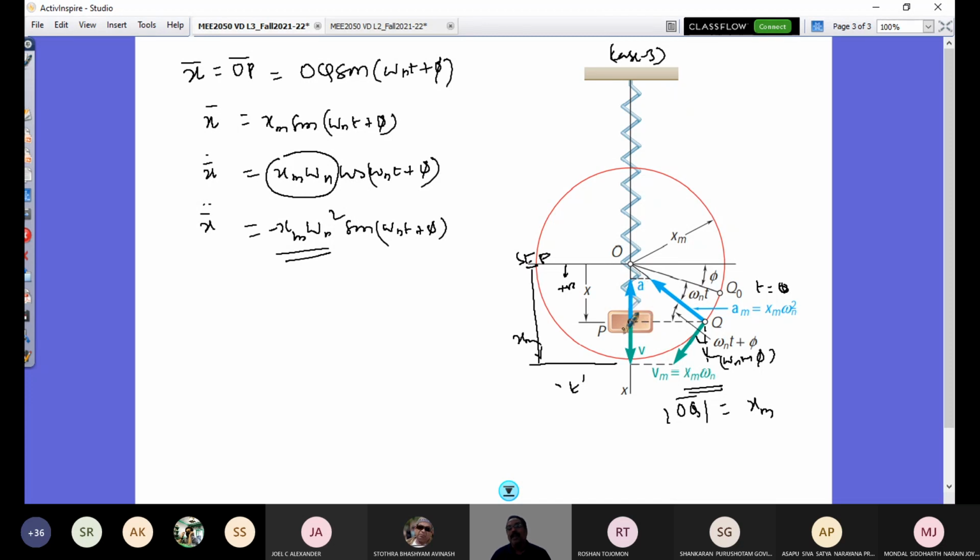So you see that simple harmonic motion, how do you define? The acceleration is always proportional to the displacement from its static equilibrium position, and acceleration is always directed towards the mean position. That's why this is directed towards the mean position.